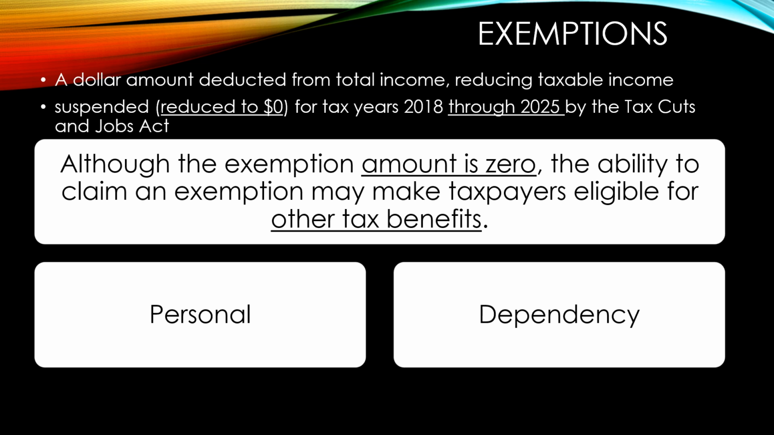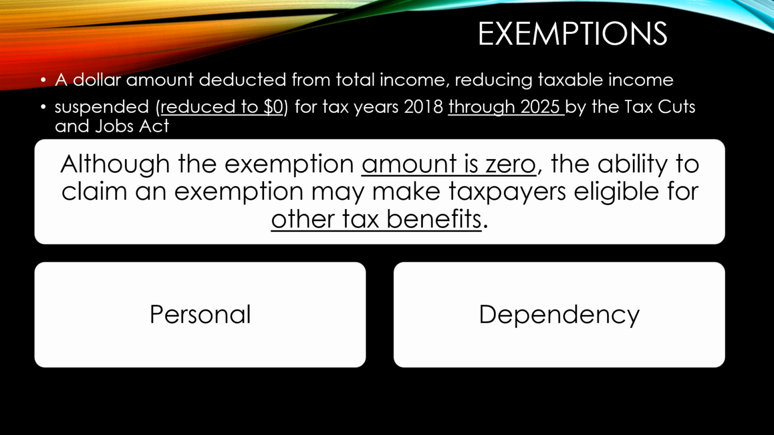We are going to begin a bit circuitously with the term exemption. An exemption is a dollar amount that is deducted from total income, thereby reducing taxable income. And if you think back to the Form 1040 that we previewed in our Filing Basics lesson, remember that we had a section for deductions just before the first page ended with the taxable income line.